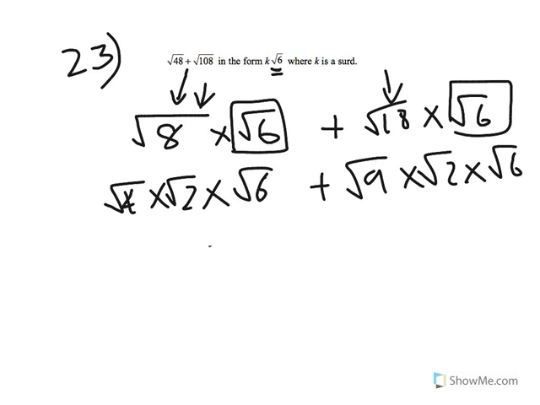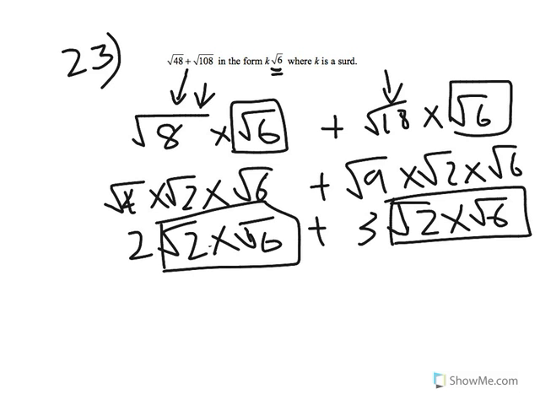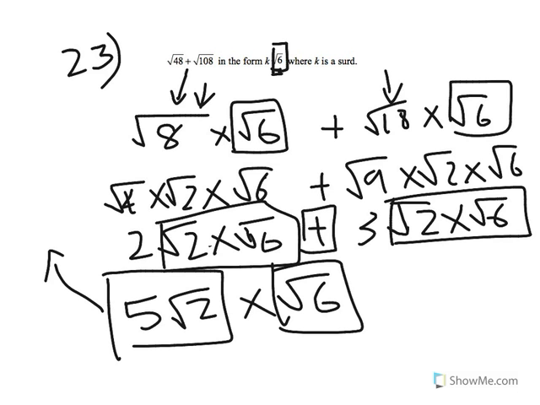Now root 4 and root 9 are equal to 2 and 3 respectively. So root 4 becomes 2, so it becomes 2 root 2 times root 6, plus 3 root 2 times root 6. Correct? Now notice how they have the same root 2 root 6 combo, and we're just adding. So what I told you in the beginning, you can simply add it. So it becomes 5 root 2 times root 6. And notice now that root 6 is this part of the question, and your k is just 5 root 2.